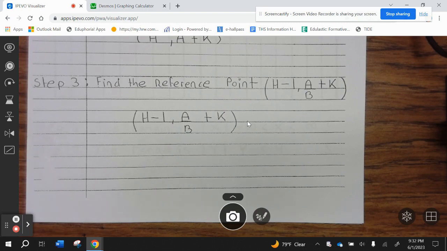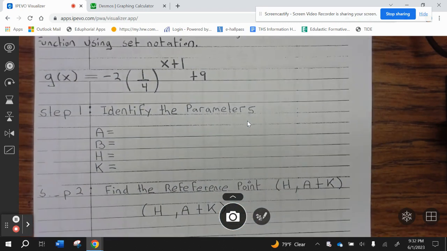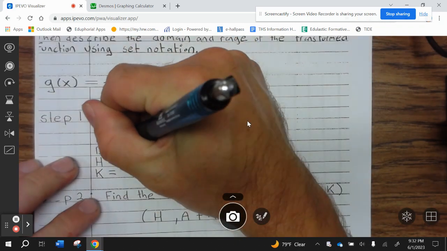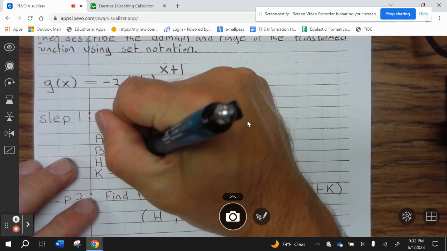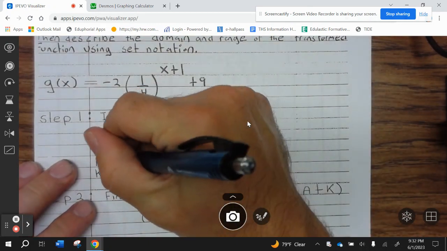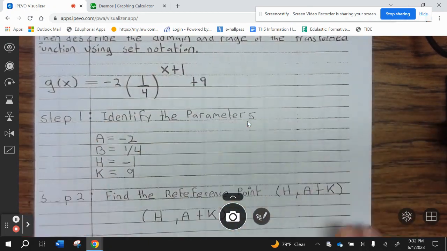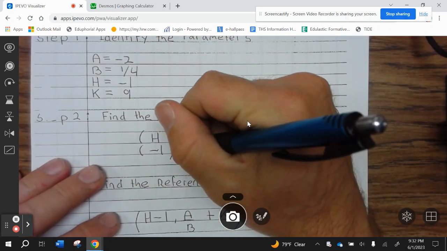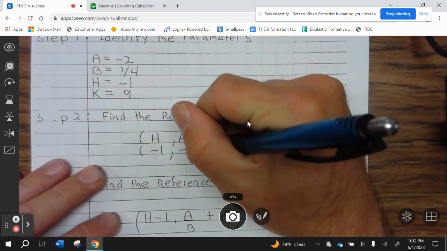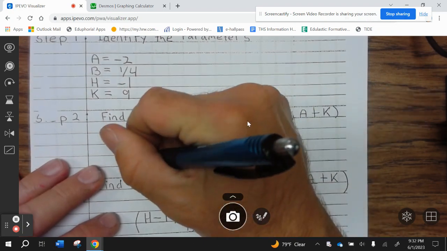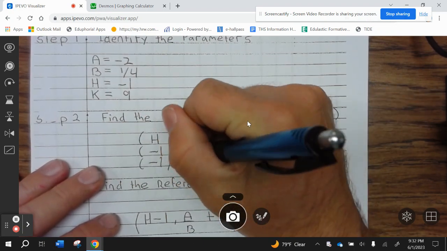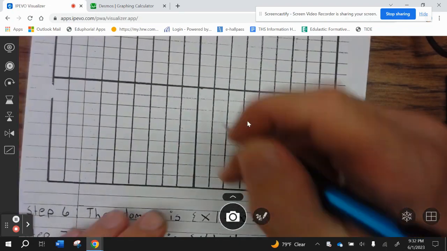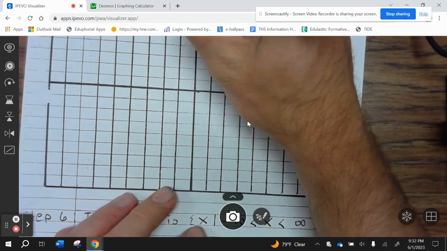All right, I believe this is the last example. Let's take a look. All right, identify the parameters. So A is negative 2, B is 1/4, H is negative 1, K is 9. All right, so H is negative 1, comma, A, which is negative 2, plus 9. So that point's easy, negative 1, comma, 7. Let's go ahead and graph that point. So negative 1, 1, 2, 3, 4, 5, 6, 7.